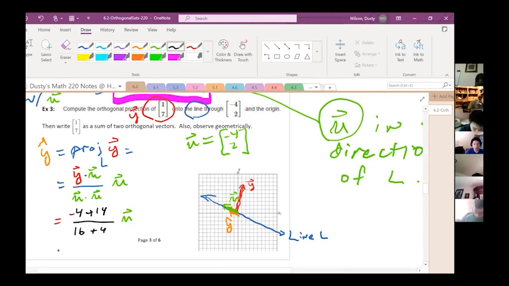In other words, what is that length? I've got 12 over, no, 10 over 20, which is a half. Thank you. So I've got a half times U, which would be a half times (-4, 2), or our orange vector at the end of the day is going to be (-2, 1). Thank you, Gerline and Abid, for helping me with my arithmetic.